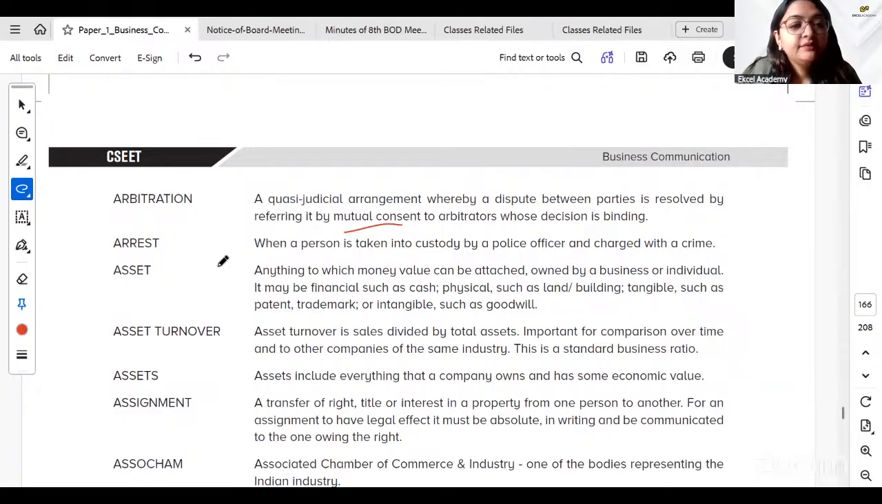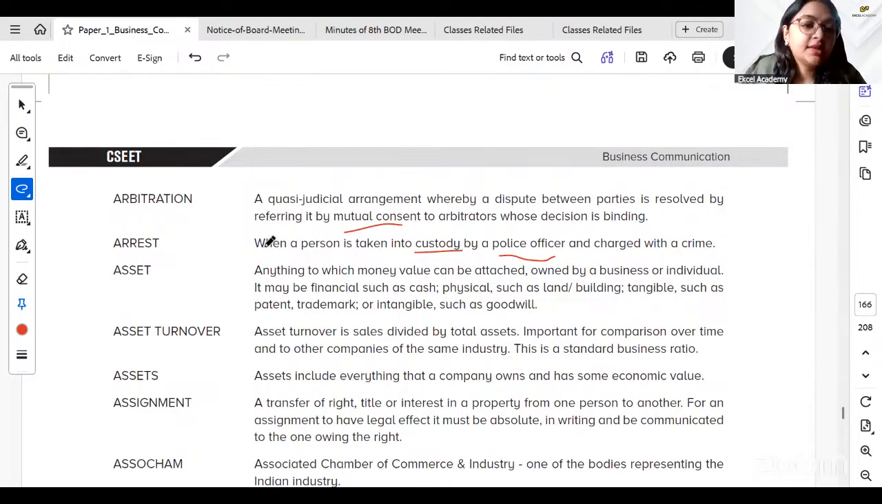Next, arrest. When a person is taken into custody by a police officer and charged with a crime. I mean, this is a term that we all know and we use it time and again, right? So let's say, for example, a person is accused of a certain robbery and it is proved, right? Then the police officers are going to arrest them and take them into custody. Taking them into custody is basically that they will not be able to move freely unless they are bailed out, okay?